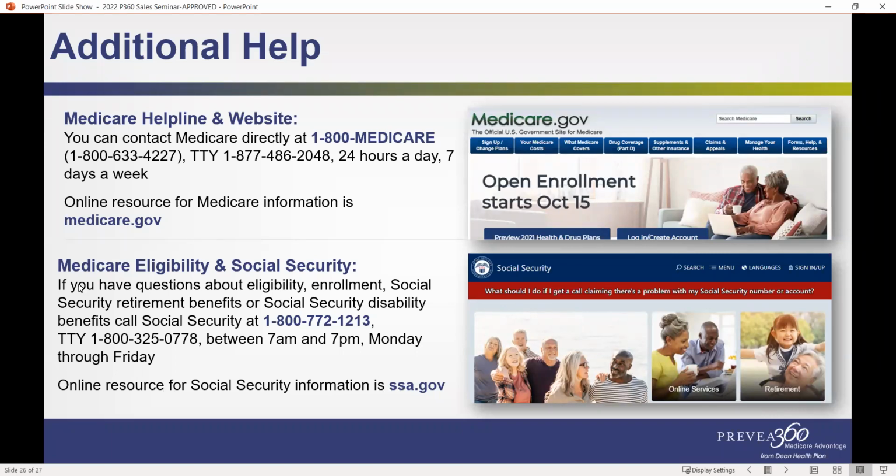SSA.gov is Social Security's website, and that's another great resource for benefits and other things included with Social Security. You can always call them as well. Medicare's phone number is 800-633-4227, and Social Security's phone number is 800-772-1213.